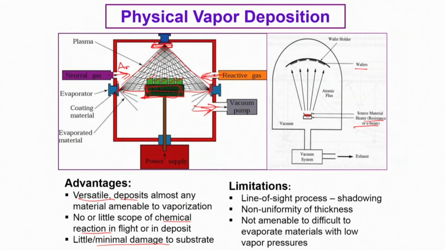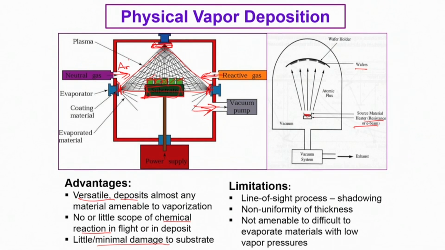So when we evaporate from any of these evaporators, and when we want to coat these components, we can immerse them. So this is a line of sight, but at the same time, this makes a very uniform coating because the components are kind of immersed in the vapor atmosphere.